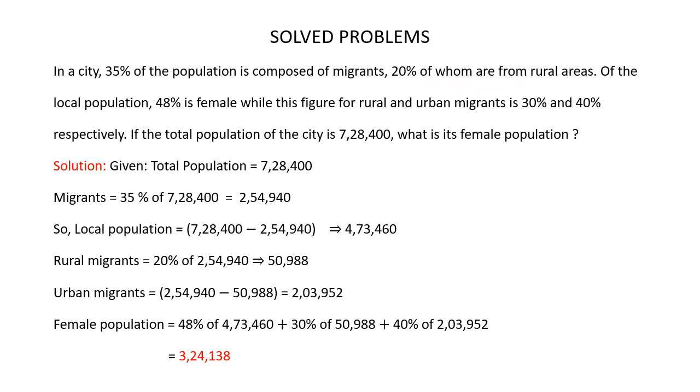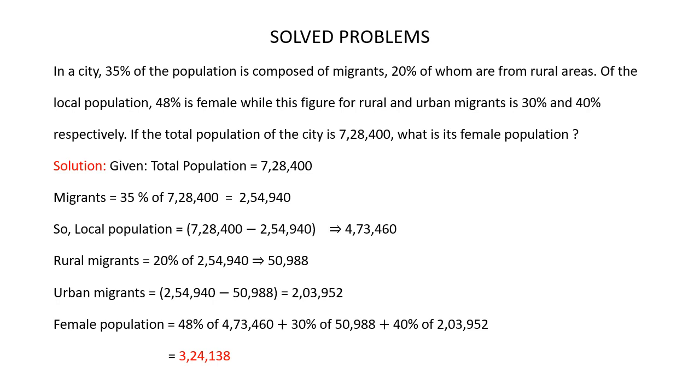Now it's given that 20% of the migrants are from rural areas. So we know that the migrants are 2,54,940. So rural migrants are 20% of 2,54,940, which is 50,988. So there are 50,988 rural migrants.